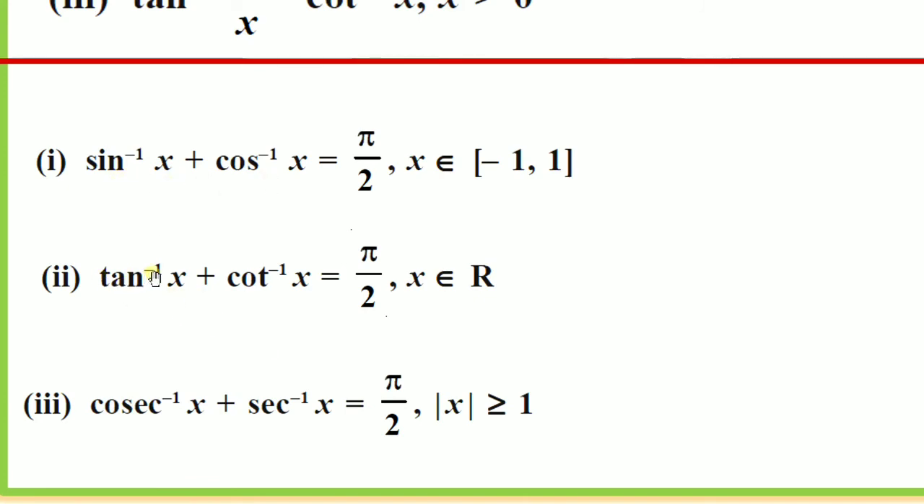If we don't consider the inverse and take it in general trigonometry, you can have that trick that tan and cot are complementary, cosec and sec are complementary, cos and sine are complementary. So in inverse trigonometry, they come together. Sine inverse x plus cos inverse x is equal to pi by 2, tan inverse x plus cot inverse x is equal to pi by 2, and cosec inverse x plus sec inverse x is also pi by 2.